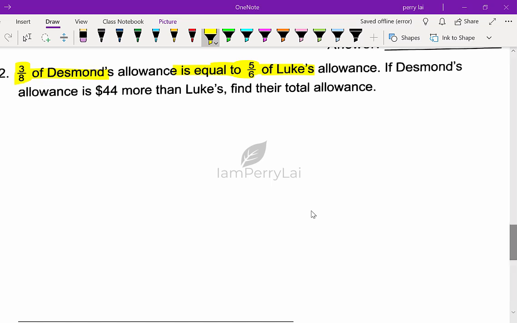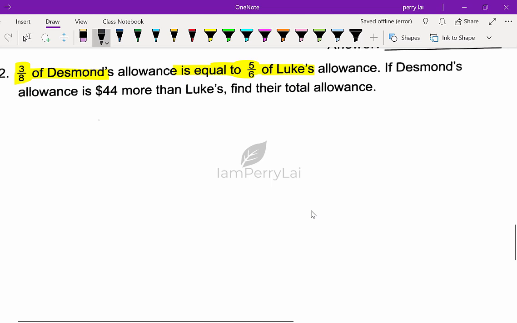Alright, so right now we're going to learn about a model called Comparing Numerators. What you're going to notice about such questions is that there are usually two or more fractions, and each of these fractions belongs to different things or different people. They don't belong to a whole. So this is 3/8 of Desmond's, and this is 5/6 of Luke's allowance.